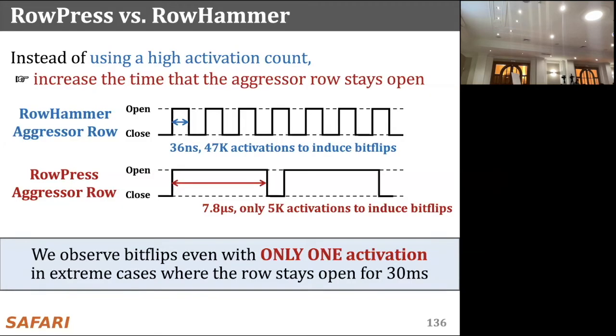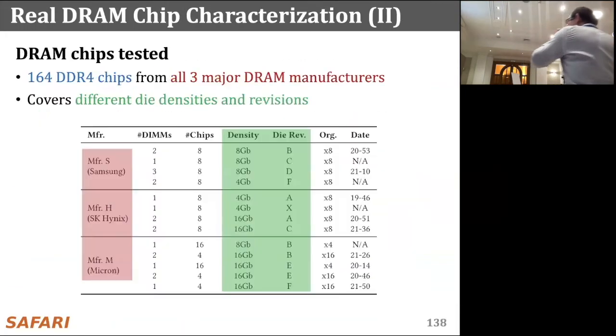Here, RowPress says, oh, keep the row open for longer, and you will cause bit flips with only a much smaller number of activations. So if your mitigation mechanism detects, let's say, 10,000 activations, after 10,000 activations, you refresh victim rows, it will not be able to detect this attack. Right? That's the idea.